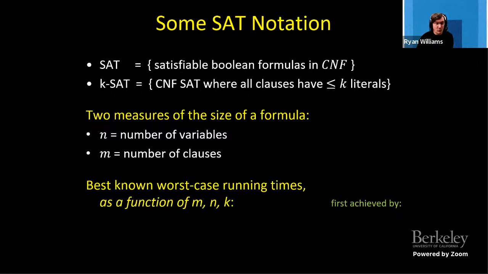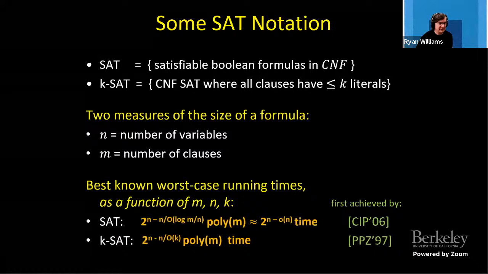So the best known worst case running times for SAT and KSAT, as a function of m, n, and k, are not so great. As we all know, and if you've been following these talks at Simons, SAT is solved all the time in practice. SAT solvers are great, but unfortunately, there are instances in which they can do really badly. So the best known worst case running times look like the following. For SAT, this was first achieved, I think, by Calabro, Impagliazzo, and Paturi in 2006: 2 to the n minus n over order log mn.